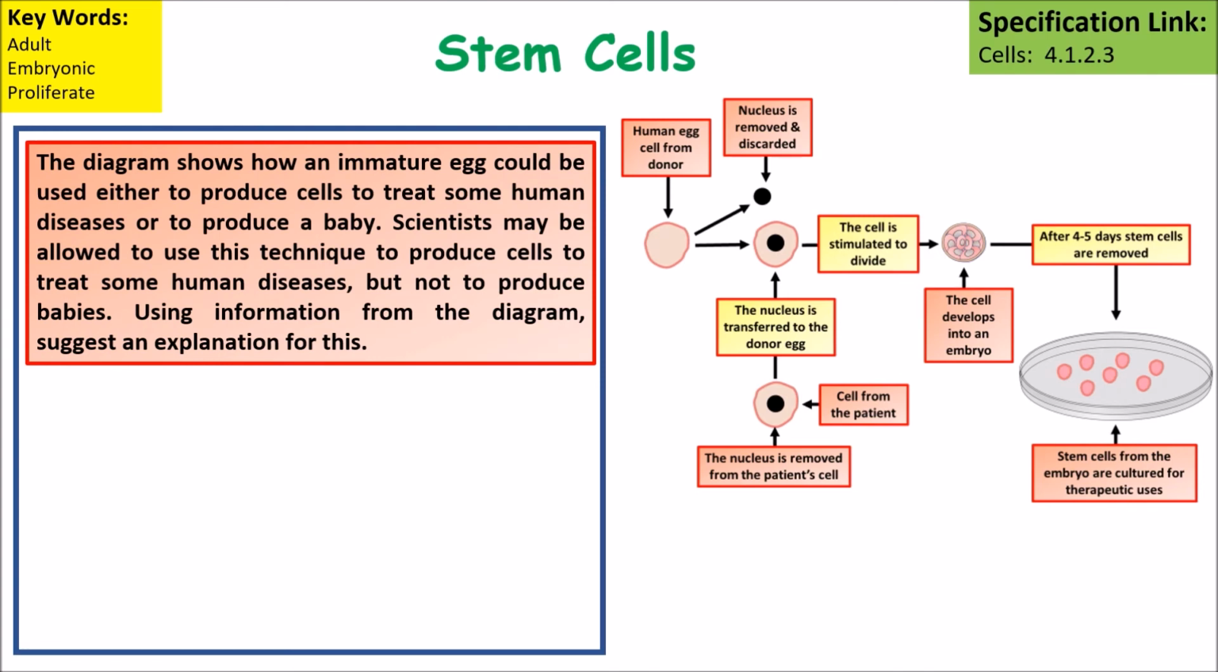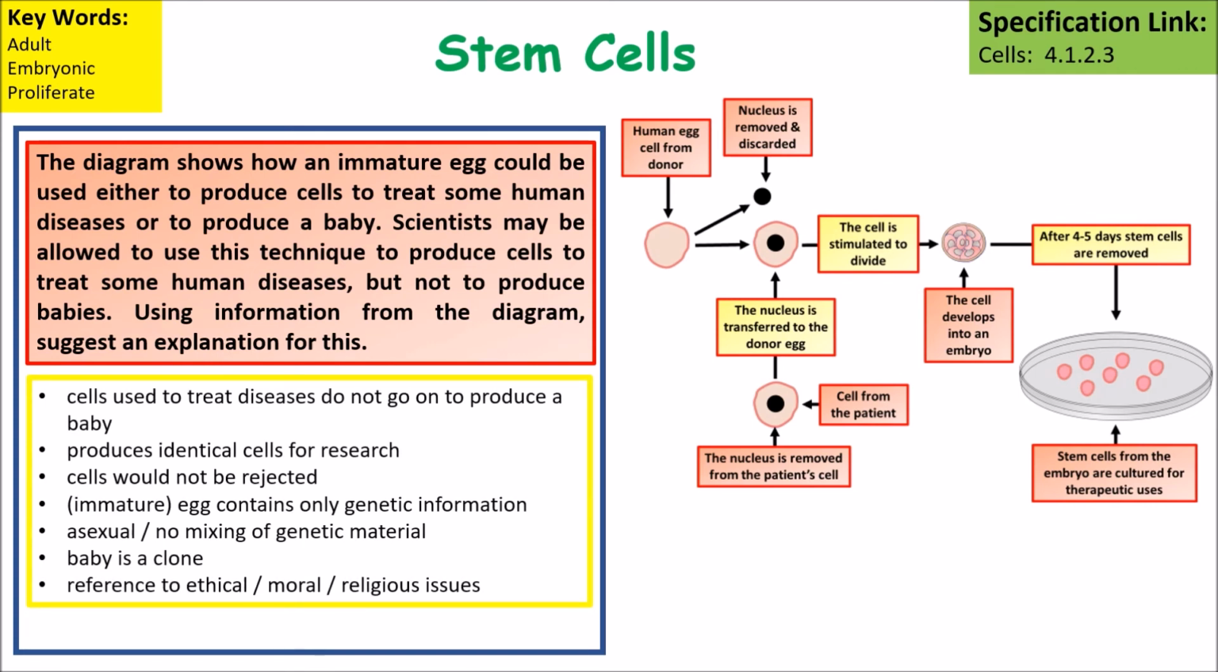So the diagram shows how an immature egg could be used either to produce cells to treat some human diseases or to produce a baby. Scientists may be allowed to use this technique to produce cells to treat some human diseases, but not to produce babies. So use the information in the diagram to suggest an explanation for this. Just have a think about it.